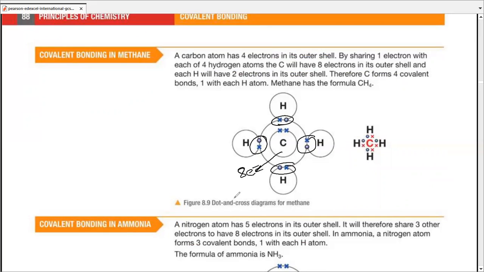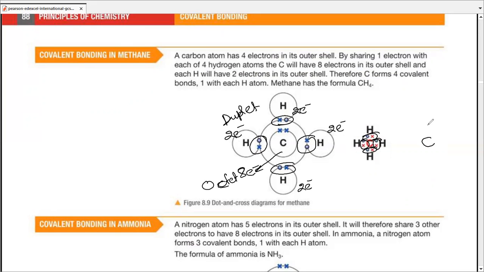Carbon is now balanced, while every hydrogen is balanced because of the 2 electrons it can contain in its first shell. So every hydrogen follows the Duplet Rule, while this carbon follows the Octet Rule, and they both are stabilized by 4 shared pairs in play.